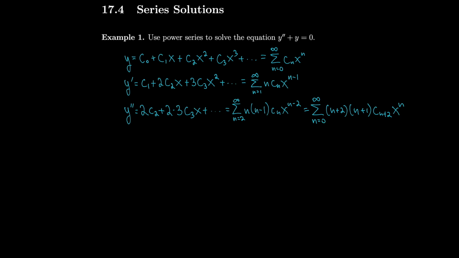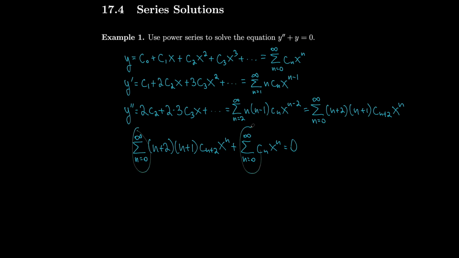So now what we can do is plug this expression for y and this expression for y double prime into our differential equation. So we get the sum from n equals 0 to infinity of n plus 2 times n plus 1 times cn plus 2 x to the n plus the sum from n equals 0 to infinity of cn x to the n equals 0. So what we can do is combine our sums because they both have the same summation.